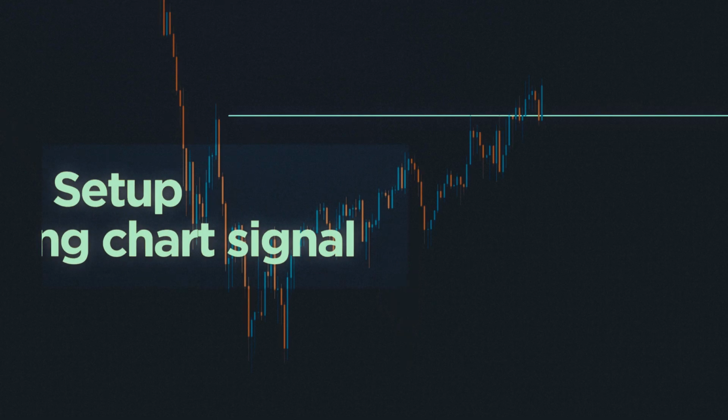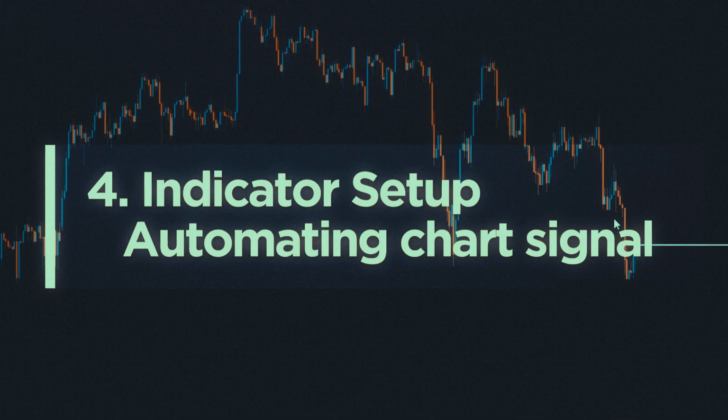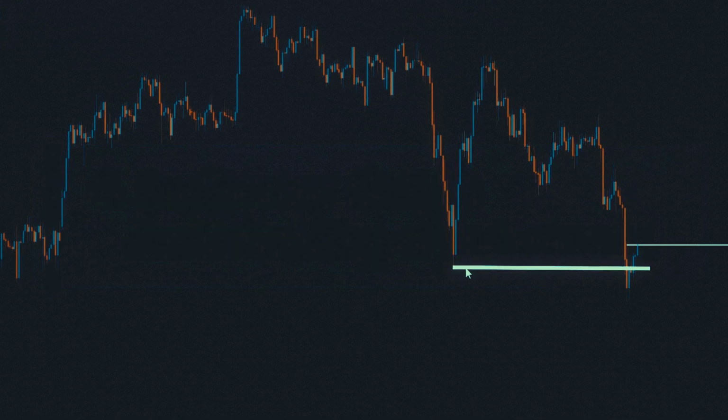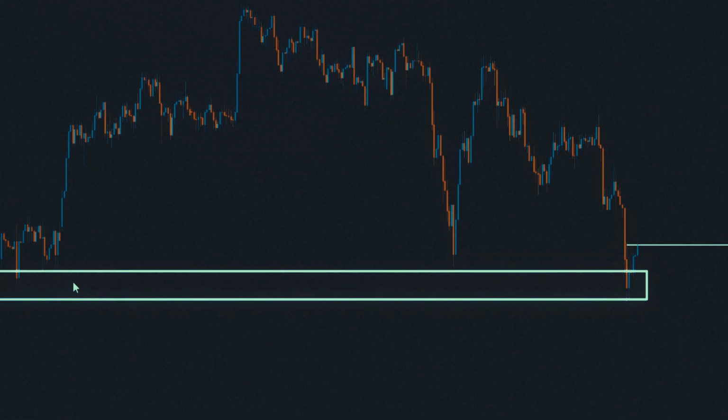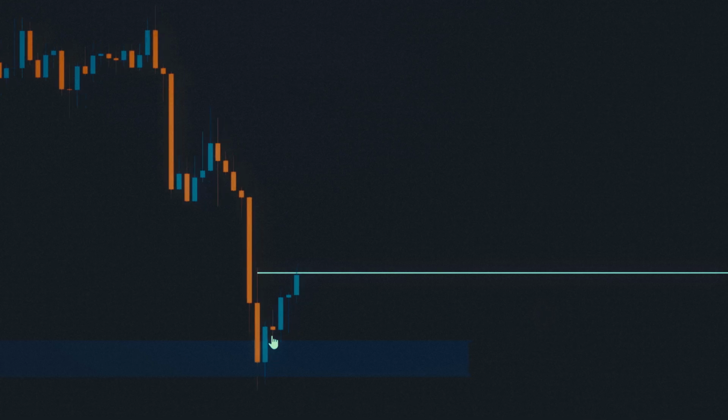Okay, let's get practical. Section 4, Indicator Setup Checklist. Time to automate your chart signals. Now, how do you actually implement all this without giving yourself a major headache trying to memorize every single little shape? Simple, you automate it. If you're using a standard charting platform, here is your exact step-by-step cheat code.